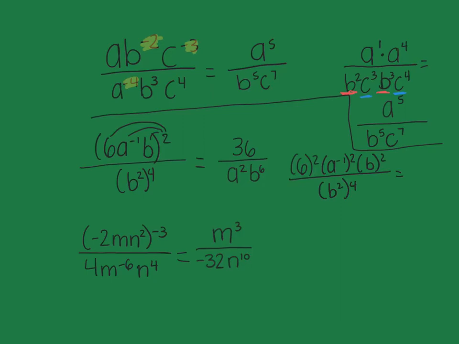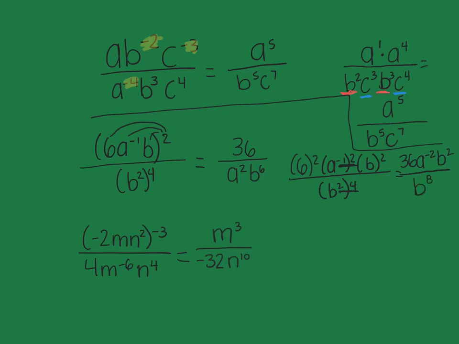Now I will simplify this. 6 to the power of 2, 6 times 6 is 36. a to the power of -1 to the power of 2. When I have an exponent raised to another exponent, I multiply them together. -1 times +2 is -2, and then we just have b to the power of 2. In the bottom of our fraction, we have b to the power of 2 to the power of 4, so I will multiply these together to get b to the power of 8.